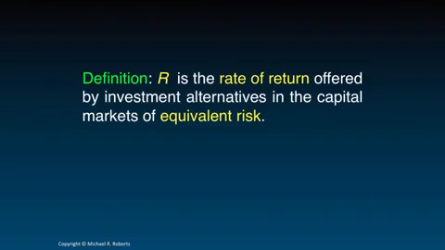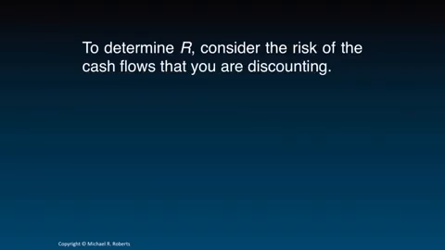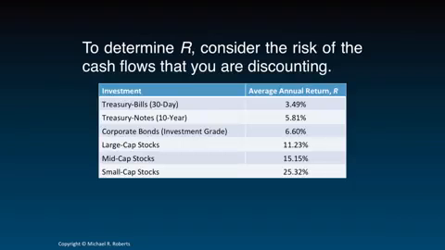R is the rate of return offered by investment alternatives in the capital markets of equivalent risk. And that's a mouthful. R goes by several other names: a discount rate, a hurdle rate, an opportunity cost of capital. The way to think about R is just to ask yourself, how risky are the cash flows that I'm going to be discounting here? And then think about how that relates to investments in the capital markets.